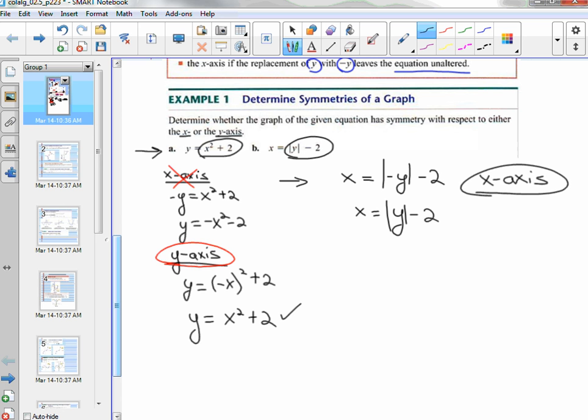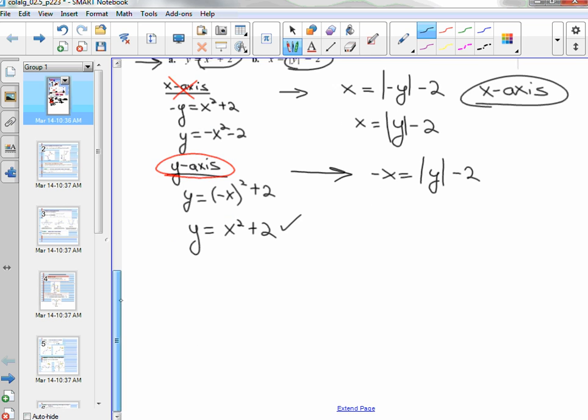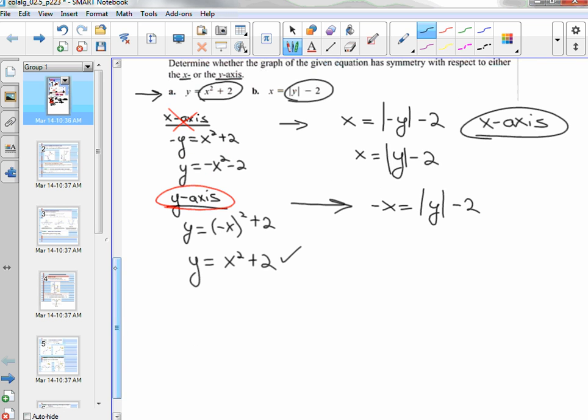Is it possible, do you think, to have both x and y-axis symmetry? Yes, it is. A circle has x and y-axis symmetry. There's one example. So let's try my y-axis and see. Remember, I replace the x with a negative x. So negative x equals absolute value of y minus 2. I want it to look like the other, so I'm going to multiply it by a negative to change that to an x instead of a negative x, so I get x equals negative absolute value of y plus 2. Is that the same as the original? No, this one is not. It's only x-axis symmetry. This one was y-axis symmetry.